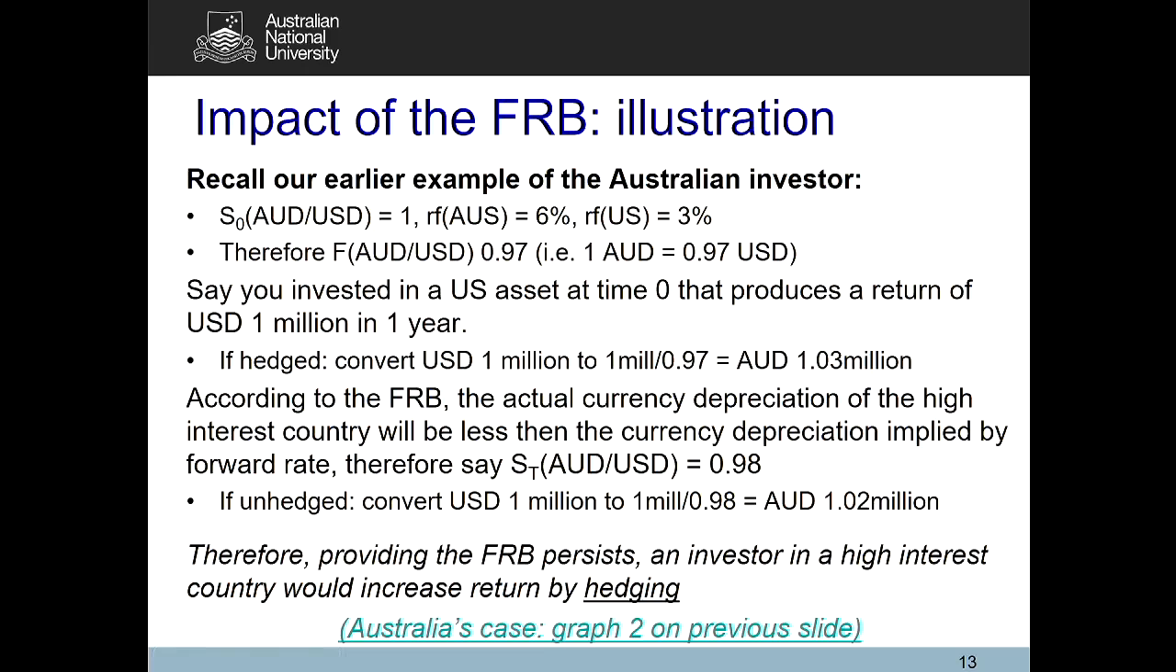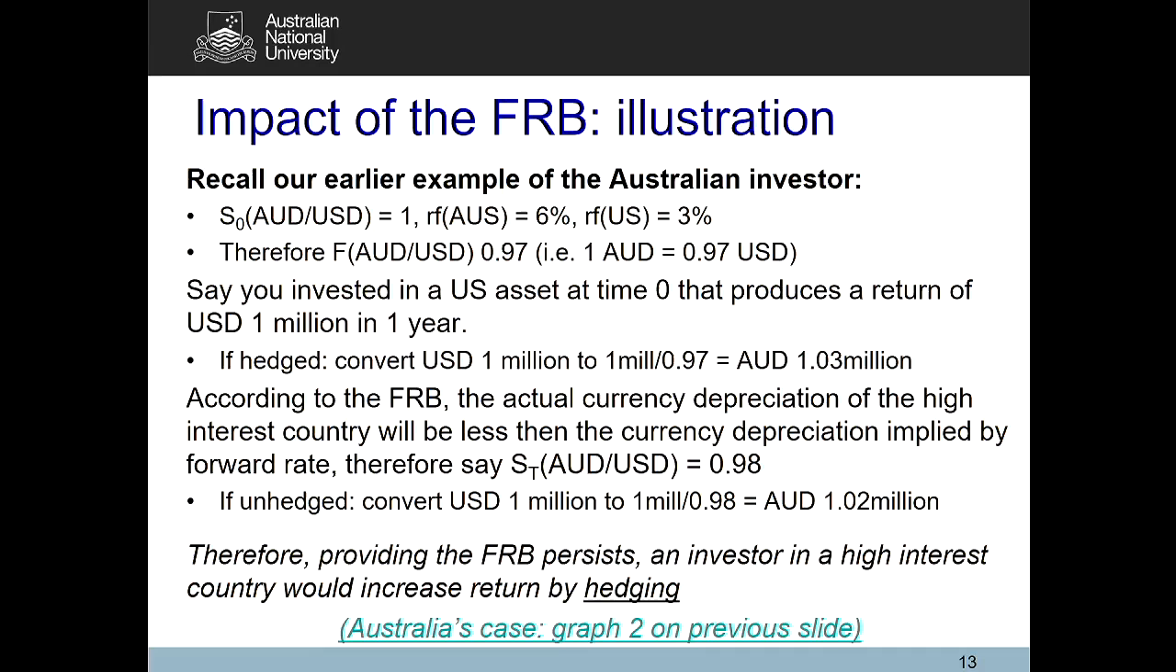We have an Australian investor. Remember, the exchange rate was at parity. The Australian risk-free rate was 6%. The US risk-free rate was 3%. And we said as a result, the forward rate, which is an example of the expected currency depreciation, was a 3% depreciation to a forward rate of 0.97. So if you invest in a US asset today, and it's going to give you $1 million 1 year from now, if you're hedged, you've locked in that 0.97 conversion rate, so your 1 million US will convert to 1.03 million Australian.